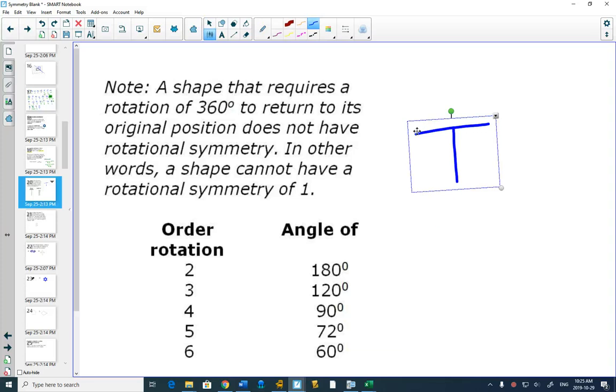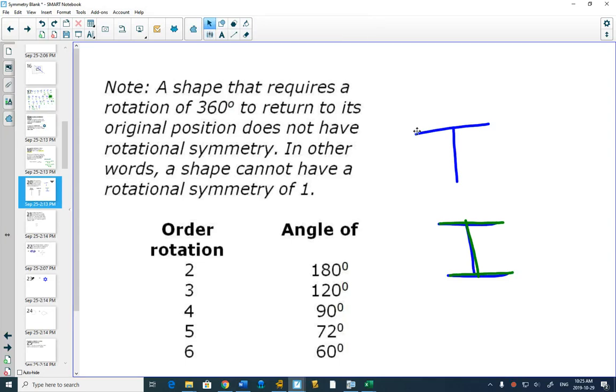However, there are some letters, like the letter I, if I trace over top of this, and I rotate it around once, it matches up. And then around again, back to where it begins. So this would have an order of rotation of 2. And here's the math with the formula, what the angle would be. If you did it 3 times, 360 divided by 3 is 120. 4 times, 5 times, 6 times, and so on.